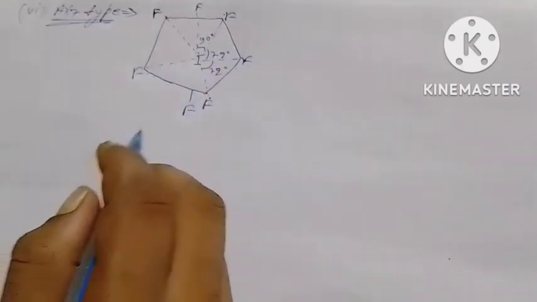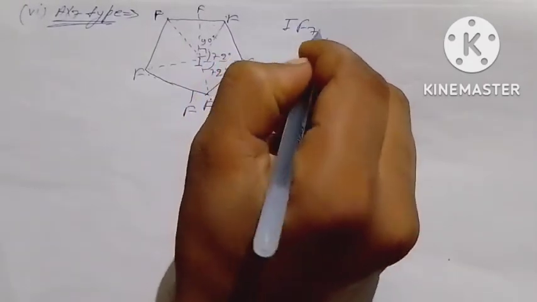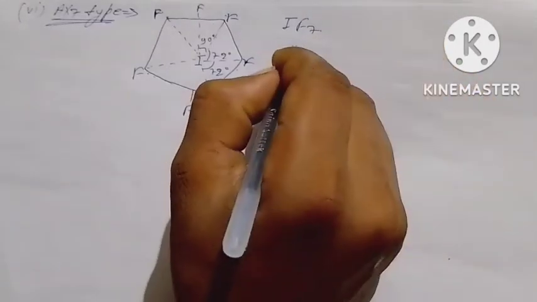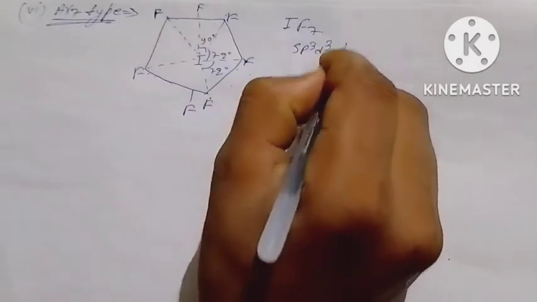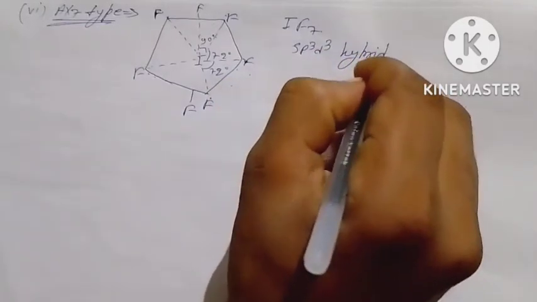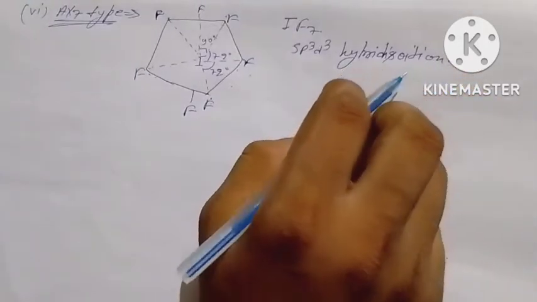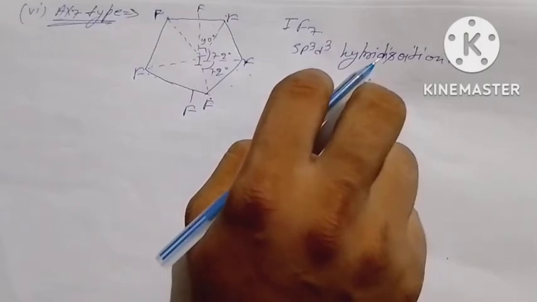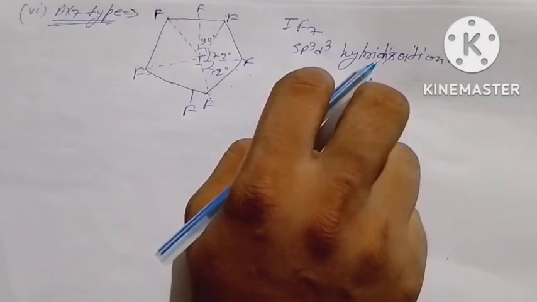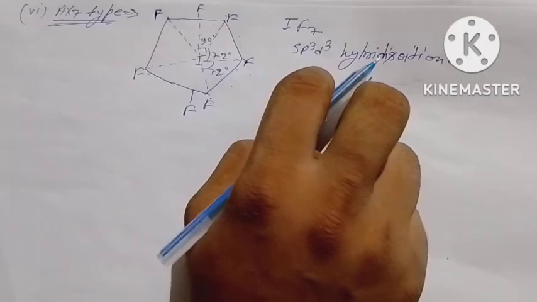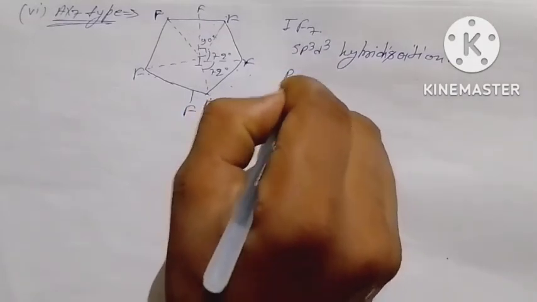In AX7 type, IF7 is the typical example of this type. The hybridization is sp3d3 in IF7. The shape and the structure both are pentagonal bipyramidal.